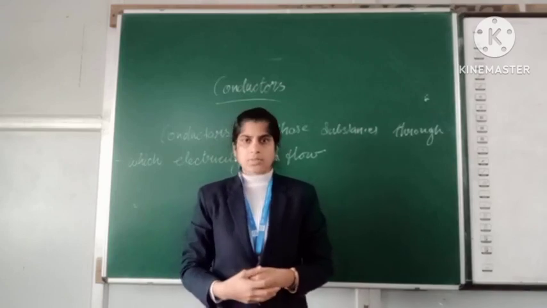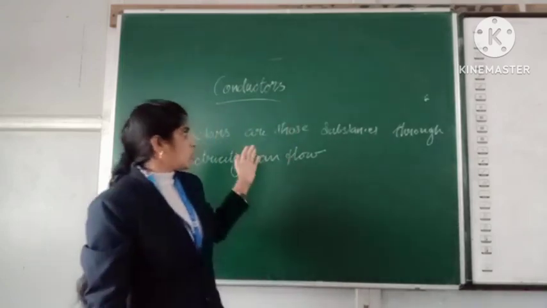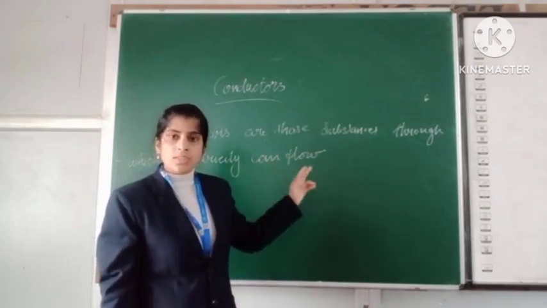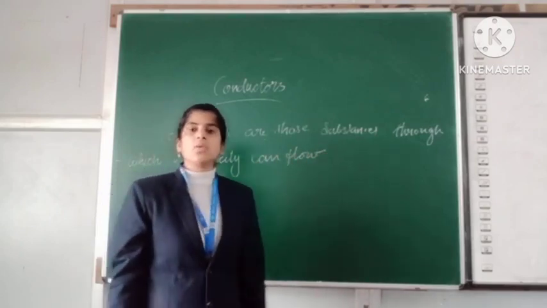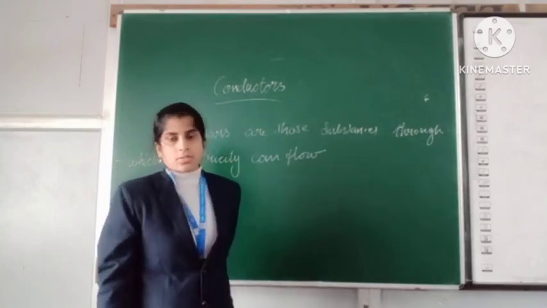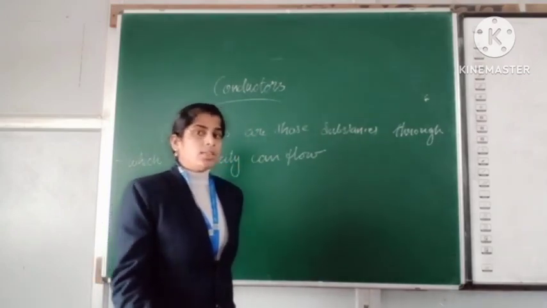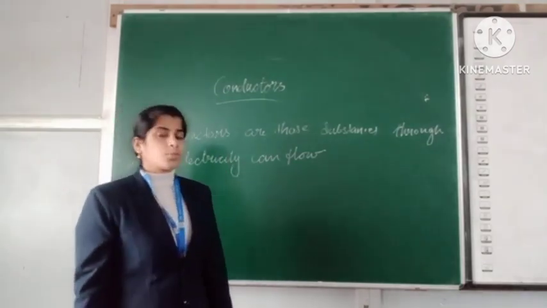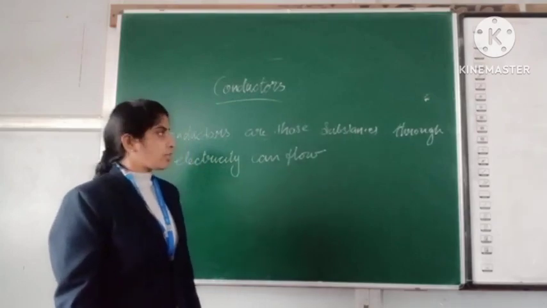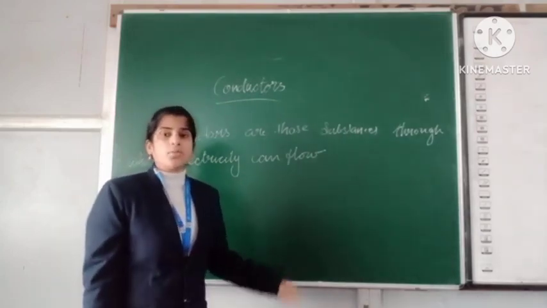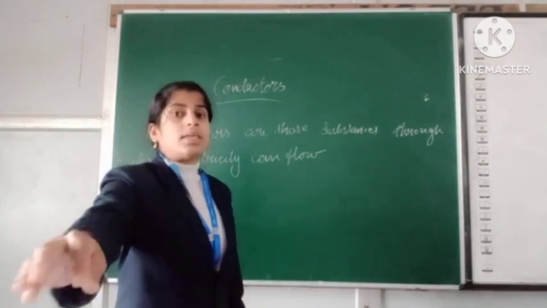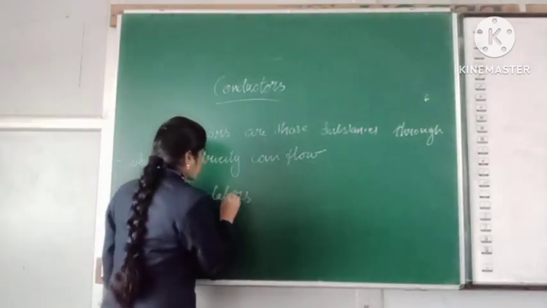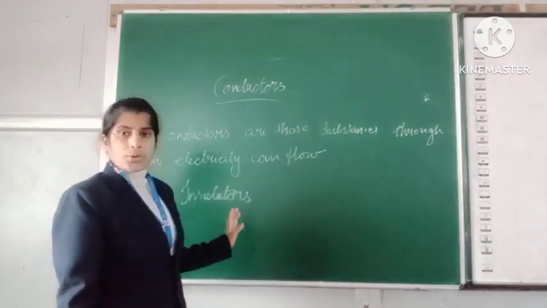What are conductors? Conductors are those substances through which electricity can flow. That we call conductors. And what are insulators? Insulators are those substances through which electricity cannot flow. That we call insulators. Conductors and insulators, you already know about it.